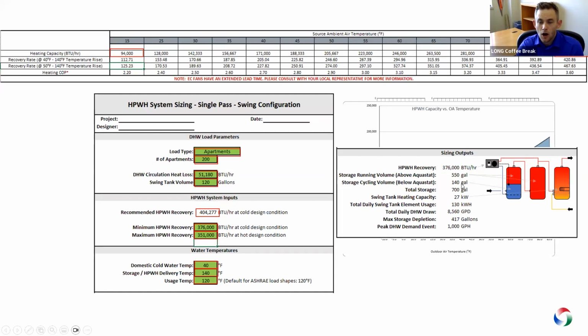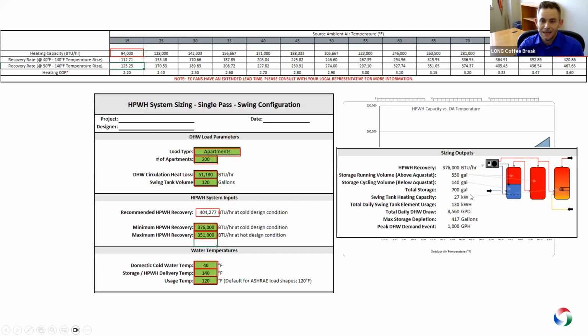I need 140 gallons. This is the amount I need under my aquastat. My aquastat sits right here in my first storage tank. I need 140 gallons of kind of coldish water down here that I can feed to my heat pump for 15 minutes running at my full single heat pump load. My swing tank, this was based on my total storage capacity is 700 gallons. I might be able to accomplish that with 1 or 2 water heaters, or excuse me, storage tanks.